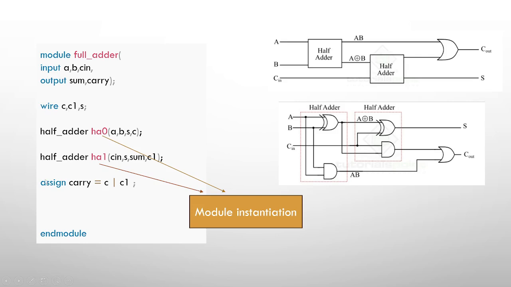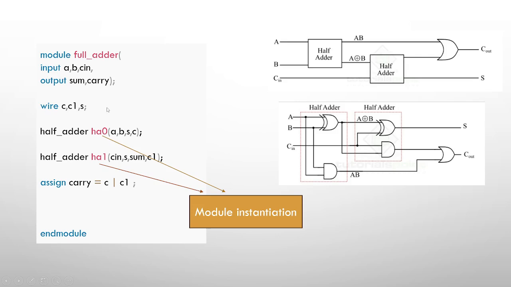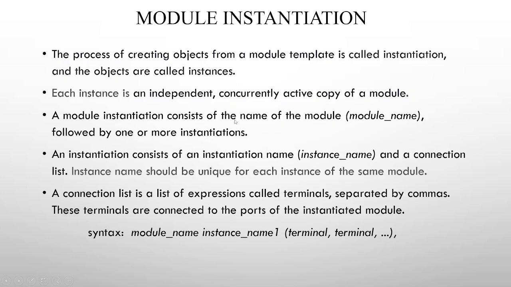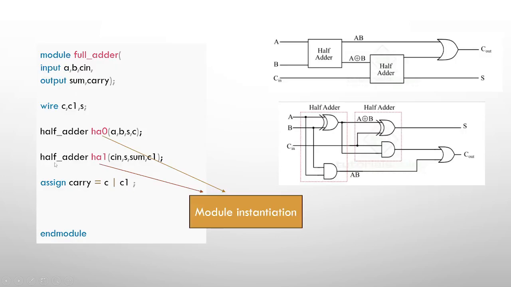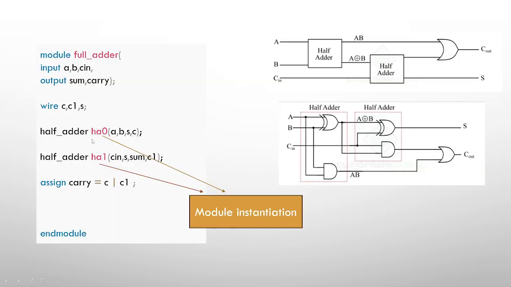Now if you see the instantiation, this is called instantiation. What is instantiation? As I already told you, instantiation is nothing but creating a copy of the original module. So what is the original one here? Half adder. This is my half adder module. Now what am I doing? I am using that half adder. Module instantiation consists of the name of the module, followed by one or more instantiations. So here I am using two instantiations, like two copies. I am creating two copies of the same module, half adder: HA0, HA1.